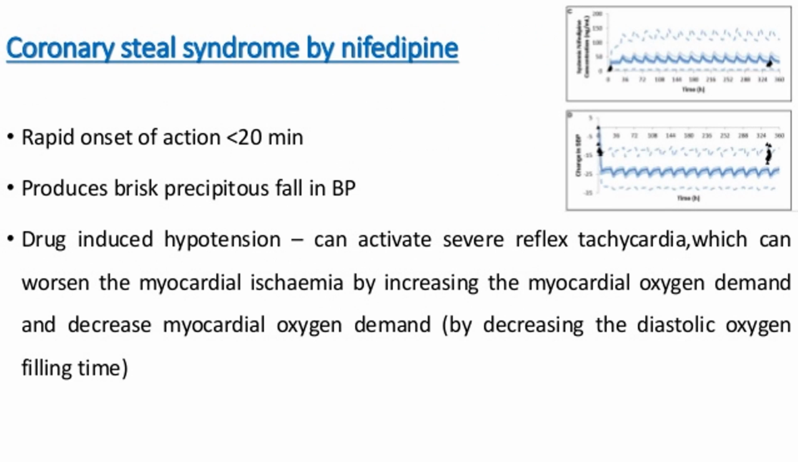Now there is a term called coronary steal syndrome with nifedipine. What happens in this? The rapid onset of action, that is less than 20 minutes, produces a precipitous fall in blood pressure, meaning it produces a rapid fall in blood pressure. So what happens? Drug-induced hypotension occurs and it triggers severe reflex tachycardia, which can even worsen the condition of MI or myocardial ischemia. How? By increasing the myocardial oxygen demand and decreasing the myocardial oxygen supply.